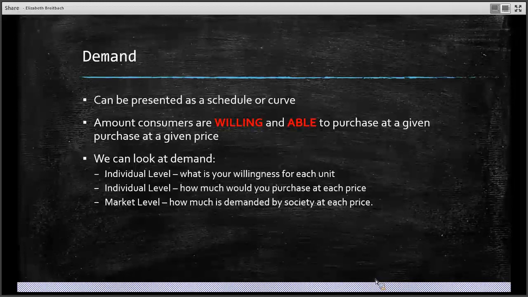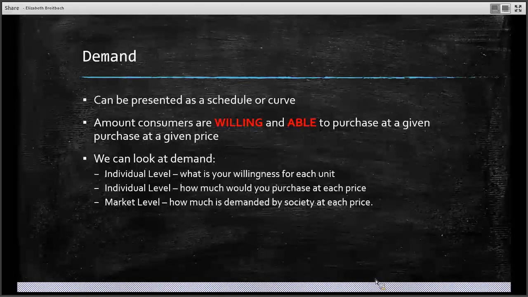What is your willingness to pay for each unit? Or we can start to look at, okay, what if I charged you $5 for a coffee? Would you purchase the product? How many would you purchase? And we can think about it in terms of how many we would purchase at each price.